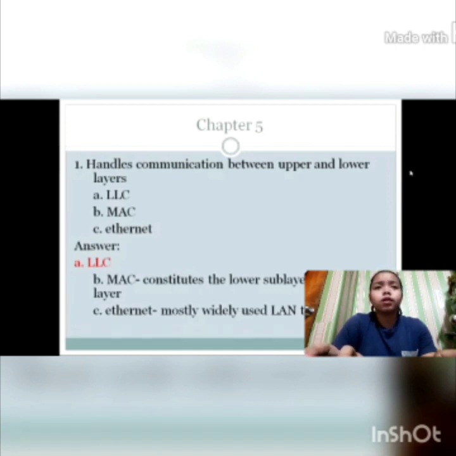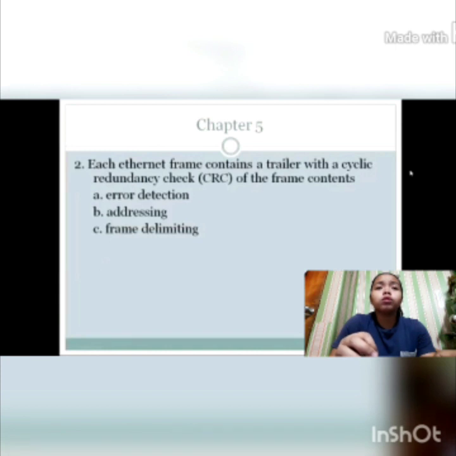Letter A, because the MAC constitutes the lower sublayer of the data link layer, and letter C, Ethernet, is the most widely used LAN technology. So it's the LLC that handles communication between upper and lower layers.